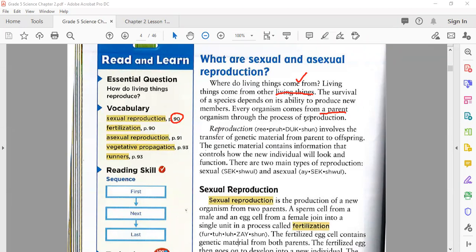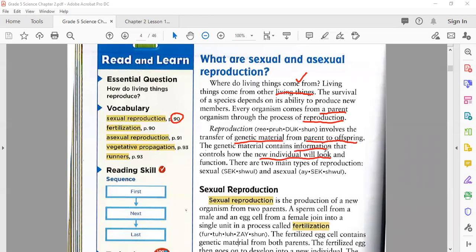Organisms do this through the process of reproduction. What do we call this? A process in which we produce new offspring, new babies, or new plants. We name this process reproduction. So reproduction involves the transfer of genetic material from parents to offspring. The genetic material contains information that controls how the new individual will look.